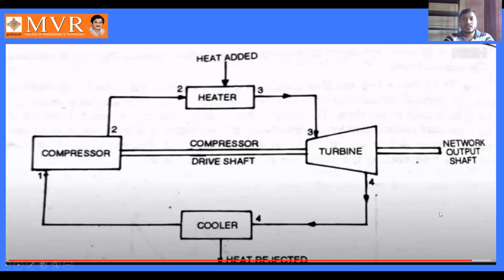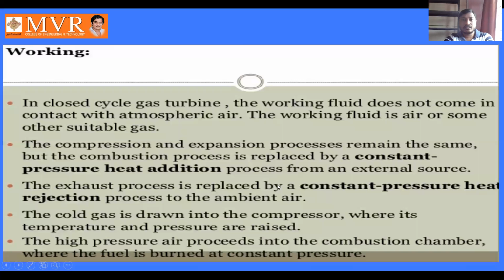The air is not in contact with the atmospheric air, but the cooled air is coming in and enters the compressor where it is compressed, and in the combustion chamber we are giving the heat addition, and combustion takes place. It enters the turbine where the gas is expanded and gives the work output, and the remaining gas enters the cooler. The turbine which generates the work output drives the compressor by using this drive shaft. This is what the closed cycle gas turbine is about. The constant pressure is maintained in the combustion chamber.